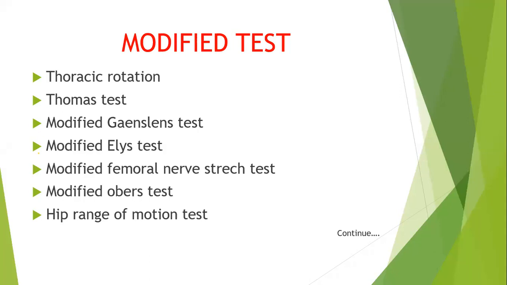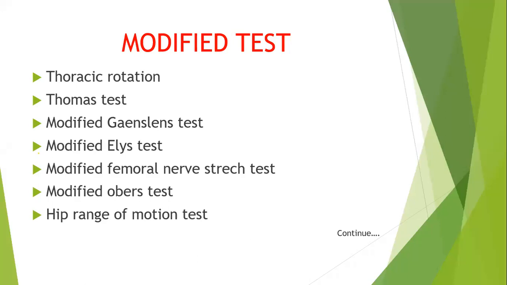Then the Ely's test. Same position, patient lying, with the hip in the neutral position, flex the knee to 90 degrees. When you flex the knee to 90 degrees, what will happen? The ipsilateral hip will flex. You will see a little bit of ipsilateral hip flexion. If there is ipsilateral hip flexion, it shows there may be a tight or contracted rectus femoris muscle or a hip flexion contracture.